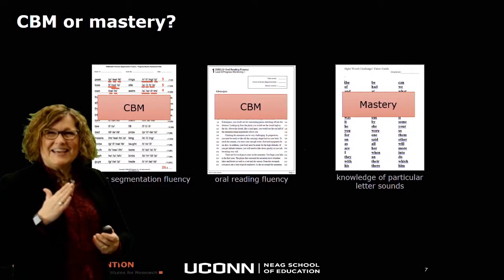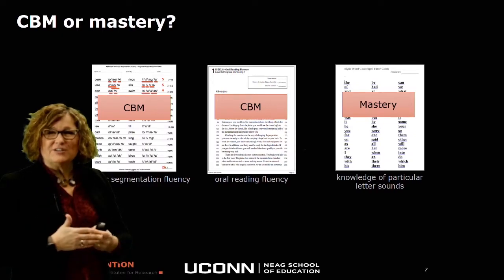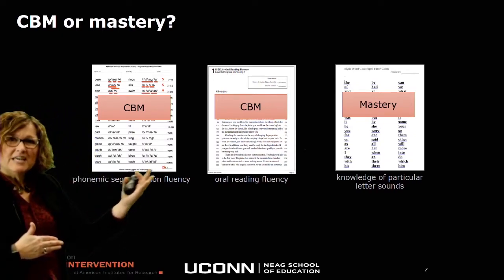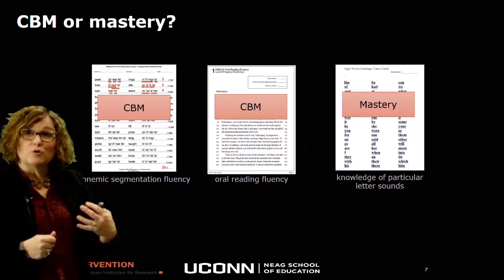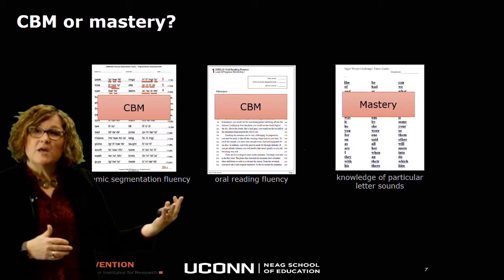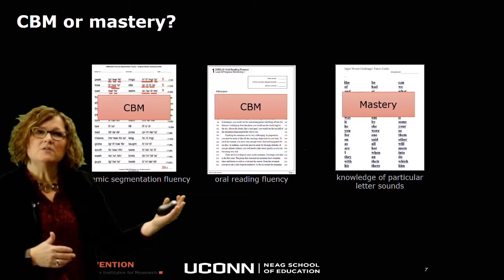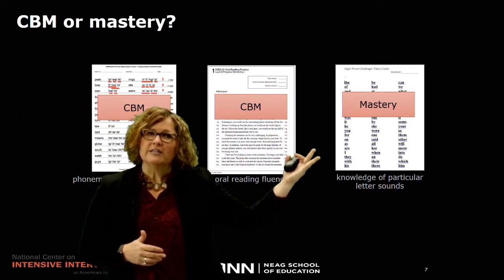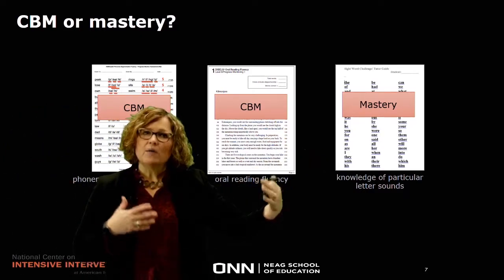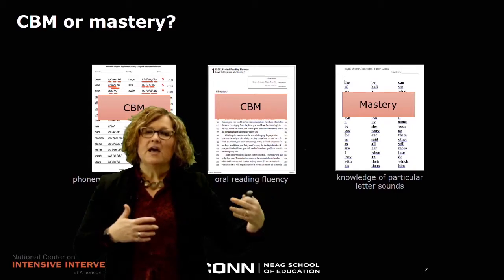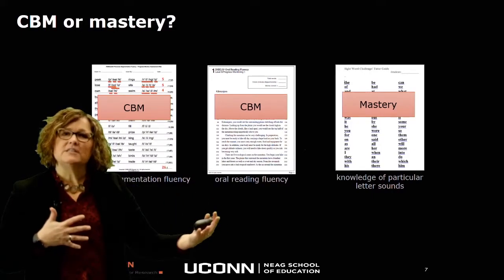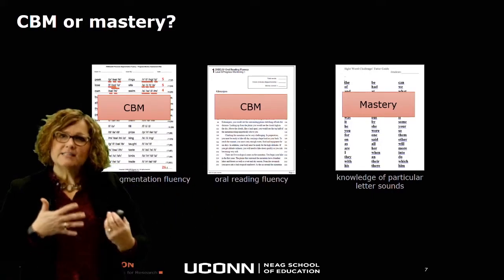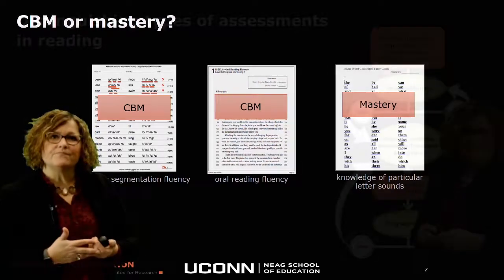Here we are. We've got the first two that are CBMs, phoneme segmentation and oral reading fluency. They provide a broader overview of skills that a student might encounter throughout a long period of time. They don't target specific skills. This final one targets particular letter sounds, so that would be more of a mastery task. I've mastered certain letter sounds, now I'm ready to go on to the next set of letter sounds. That's how those measures really differ.